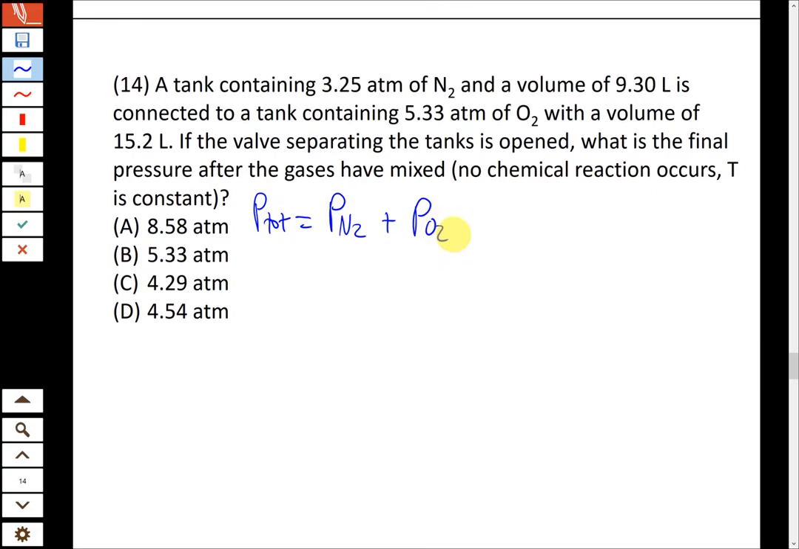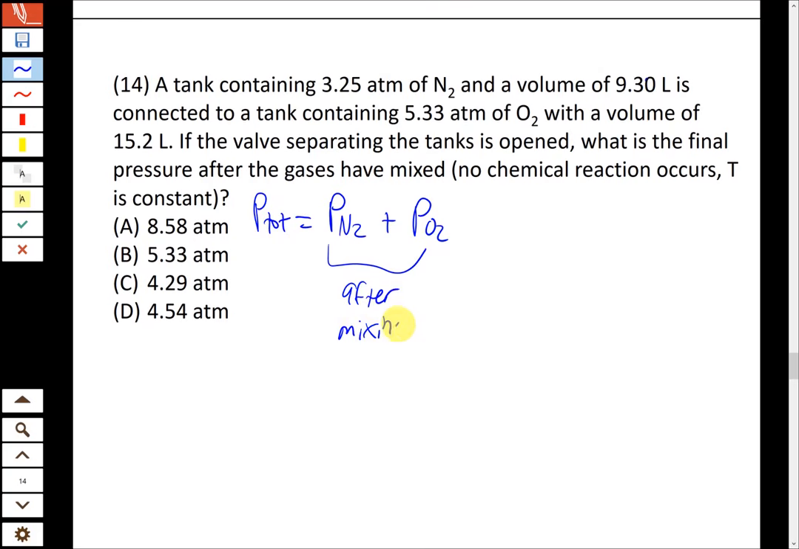Now, the caveat here is you might think, oh, well, this is easy. I just have to add 3.25 and 5.33 and I'm done. But remember that these are the partial pressures after mixing, and when we mix the two gases together, the volumes are changing for each gas. So they're not going to have the same partial pressure before and after mixing. Because again, initially nitrogen occupies a volume of 9.3 liters, but after mixing together, it's going to occupy the entire volume of the two added together. So we have to do a little bit of work to get these two numbers.